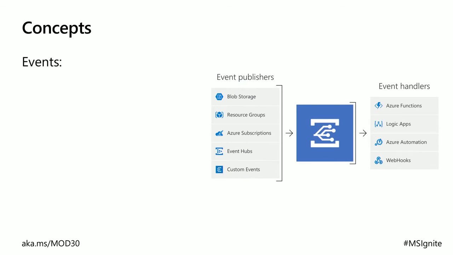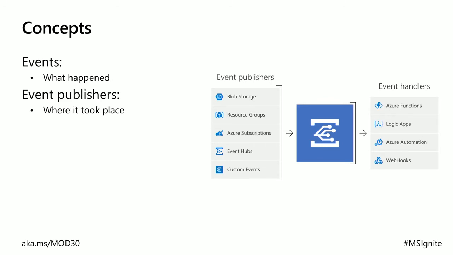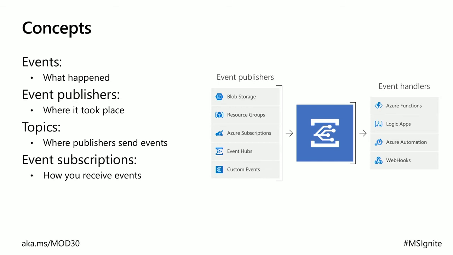So some of the concepts when you're working with a pub-sub model, and this includes Event Grid: events are what happened. Event publishers are where that actually took place. Topics are where publishers send events. Event subscriptions is how you receive events. And event handlers is the app or the service reacting to the events.